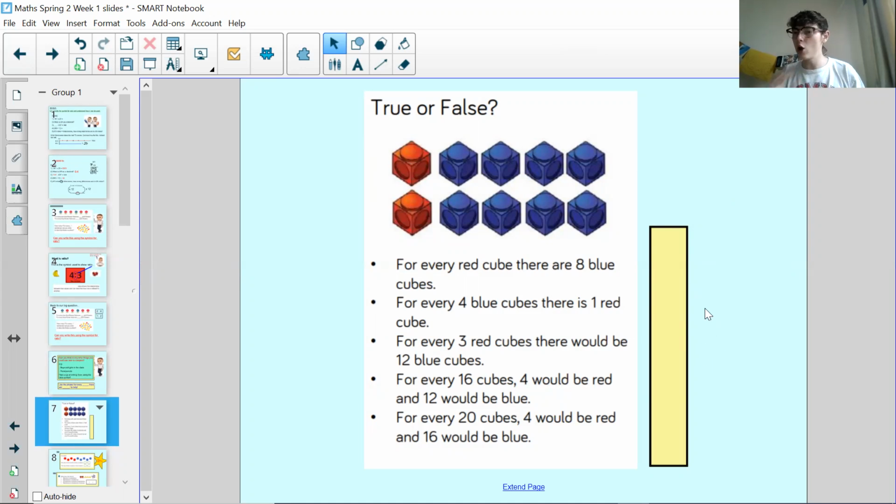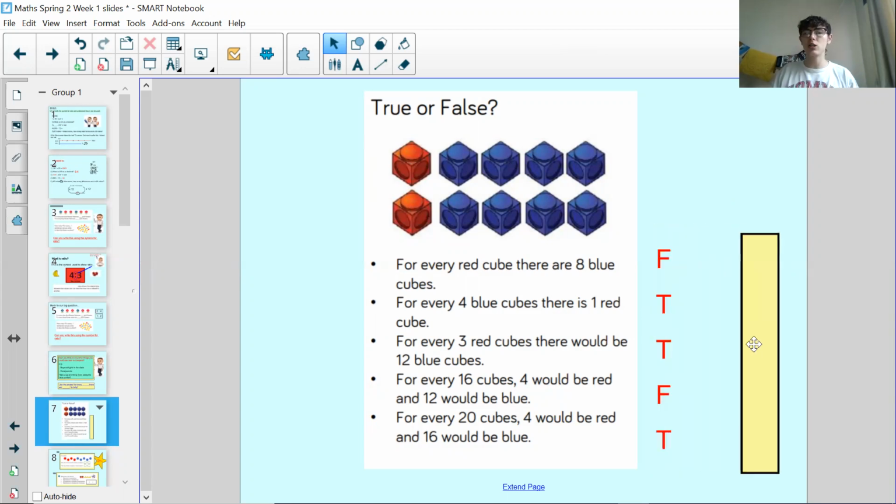Okay, year six. So I hope that you've had a go at this true or false. I'll reveal the answers now. So the first one is false. For every red cube, there are 8 blue cubes. As you can see, there are 2 red cubes here and there are 8 blue cubes. So it would be for every 2 red cubes, there are 8 blue cubes. So how many blue cubes are there for every red cube? If I cover up this bottom line here, I've got my red cube and there are 4 blue cubes for every red cube, isn't there?